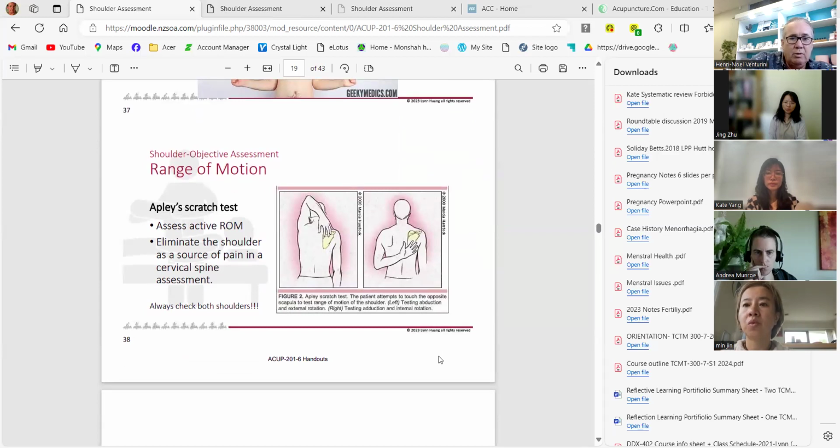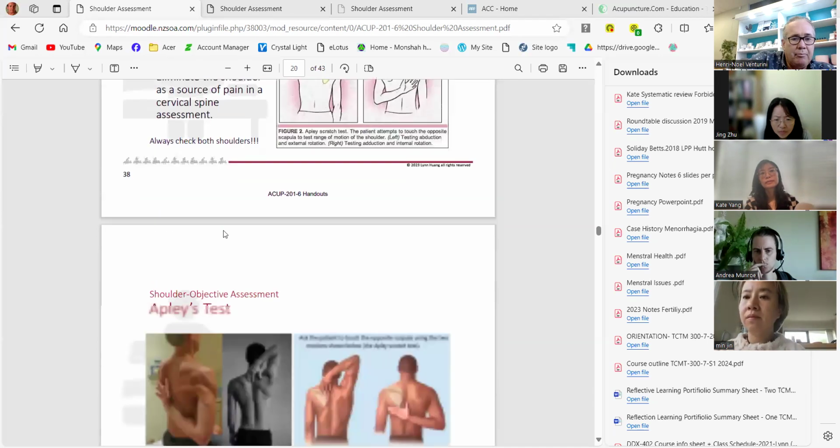The Apley scratch test, which we didn't look at, is quite an effective one. It's not used most often because most people aren't flexible anyway. You'll probably find that most people with the Apley scratch test will struggle to reach past the lumbar area, so it's a difficult one. It's great for comparing both arms. You can ascertain what's going on, but it's more to do with the muscles in the cervical spine. But it's a good test.